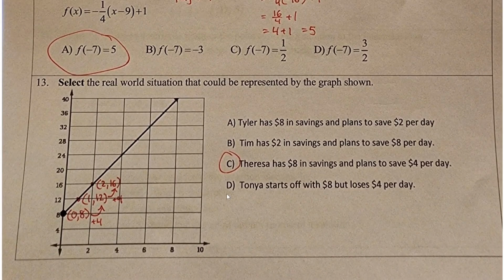Number 13, we need to select the real world situation that could be represented. And so I think the easiest way is just list out some points. Be careful. This one's counting by 2, so I didn't include this in between because I'm like, yeah, that's 1, 12, 2, 16. The next one would be 3, 20, yada, yada. And we're adding 4. It's plus 4 each time.